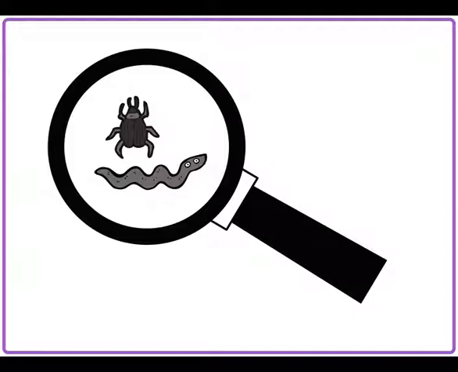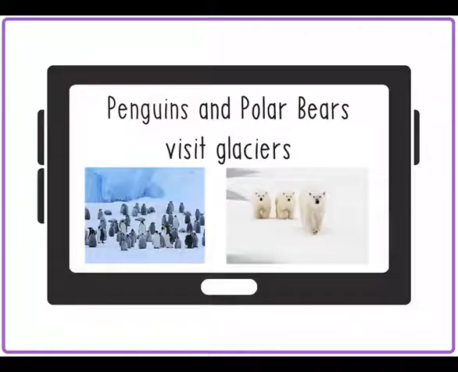For example, snow fleas and ice worms live on glaciers. These creatures are very small, so it is good that Jack had his magnifying glass. Jack also learned that other animals do not live on the glacier, but will visit it to get food or to play. Penguins and polar bears love to visit glaciers. Jack writes down these notes on his iPad.